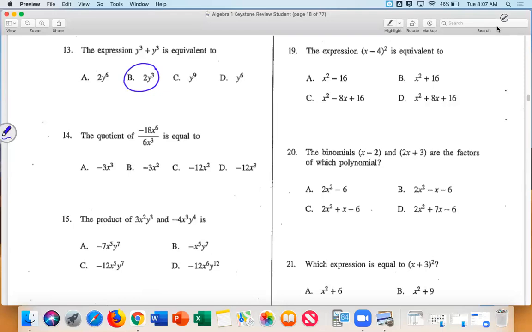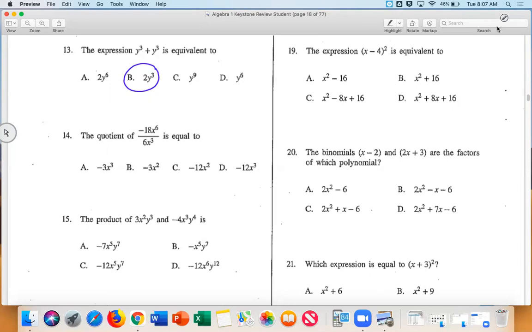So, all right, remember with exponents, when we're adding, we don't combine the exponents. Another way to do this is I could say, all right, y is equal to 2. Okay, and I could do 2 cubed on my calculator, and I would get 8, plus 2 cubed on my calculator, and I would get 8, and 8 plus 8 is 16.